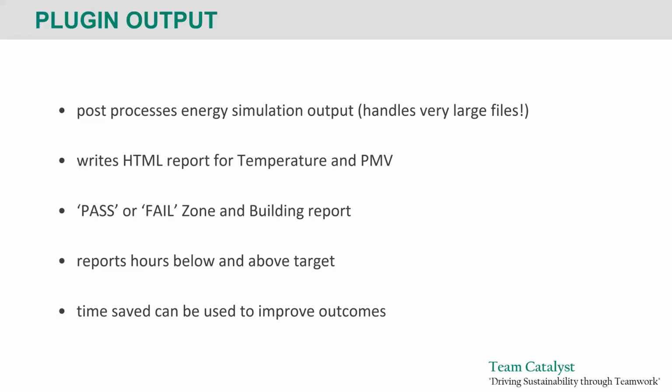Once it's done that, it will write for you an HTML report, and that will report whether the criteria for temperature and PMV have been met for each of the zones of interest, depending on the class of building that you've identified. It'll give you a pass or fail report for every zone, and then it'll calculate it for the whole building, you know, 95% of floor area for 98% of the time. So it does all of those calculations for you.